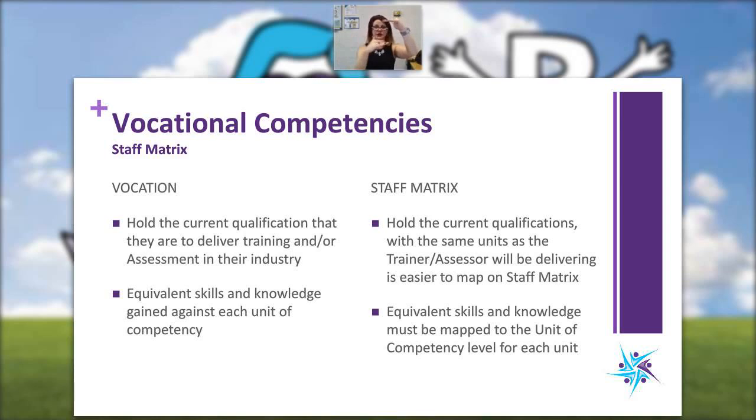They might have a Certificate 4 level that doesn't map up, but they might have developed skills and knowledge or non-accredited training up to that diploma level. So you can map all of that up to there. The best way to do it in the staff matrix is, if they hold the current qualification and the same units of competency, all you've got to do is map the skills and knowledge. If they don't have it, you've got to map to the unit level. They could have equivalent skills and knowledge, but that must be mapped to the unit level.